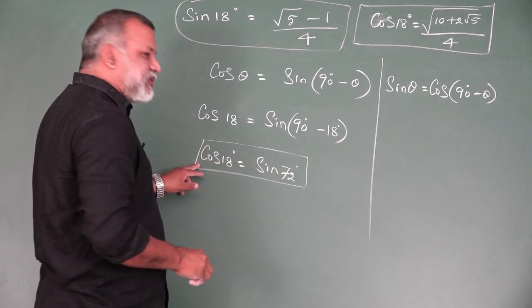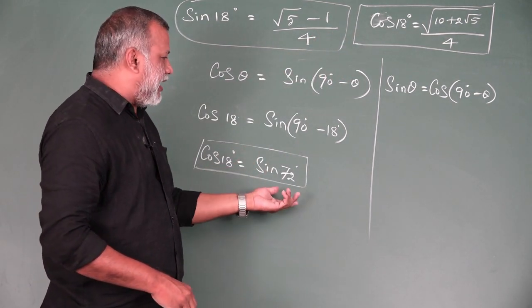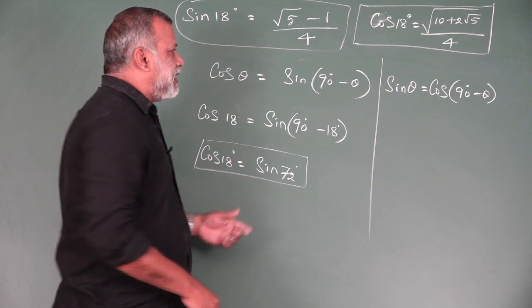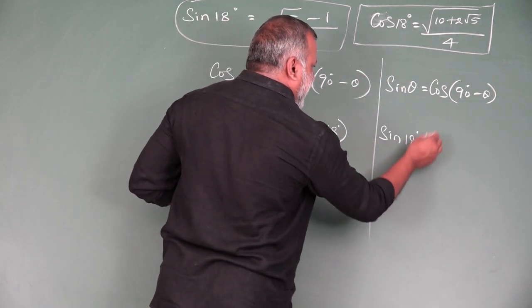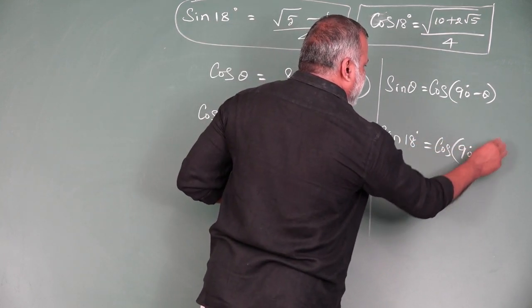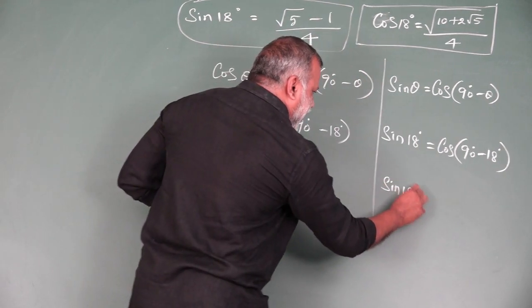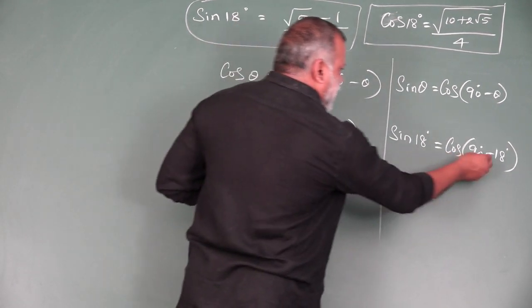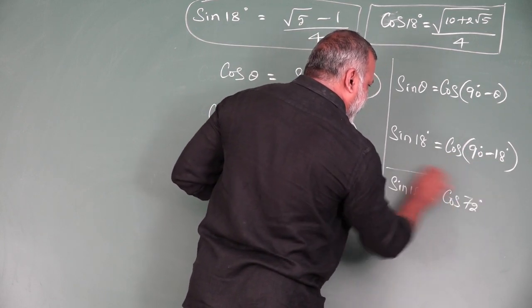Listen, the cos 18 degree value is equal to the sin 72 degree value. Both are the same results, the same concept. Sin theta is replaced by 18, and cos of 90 minus theta is likewise replaced by 18. Therefore sin 18 degrees is equal to cos of 90 minus 18, we get 72.